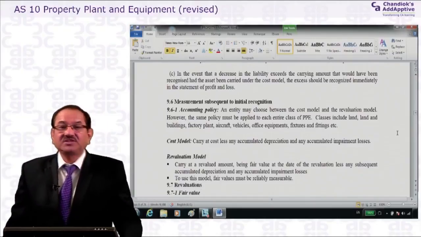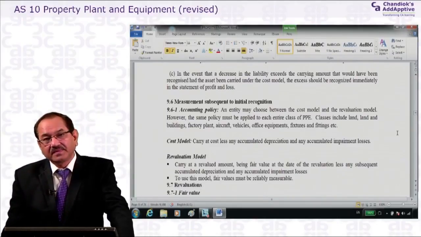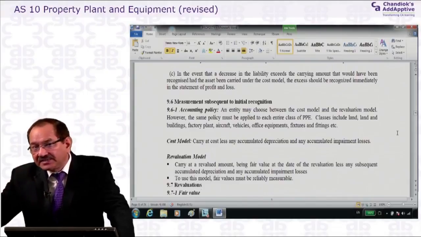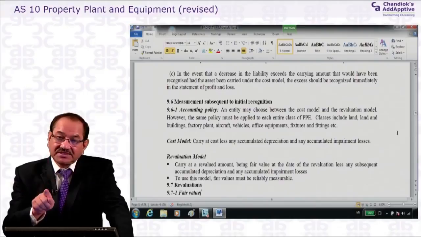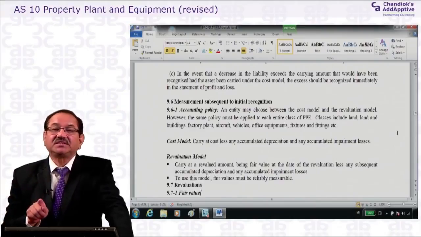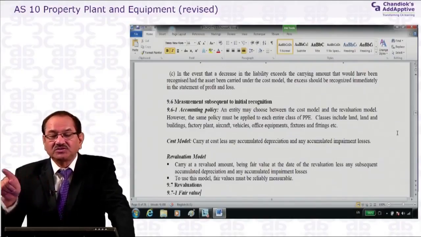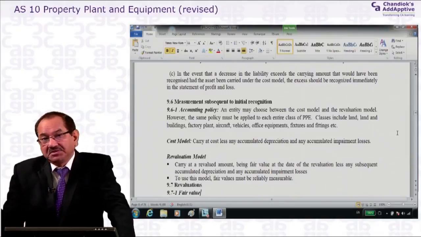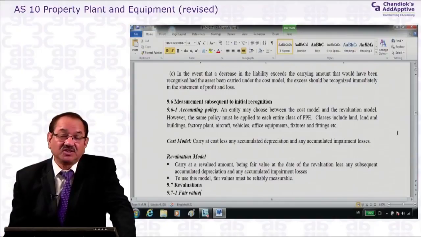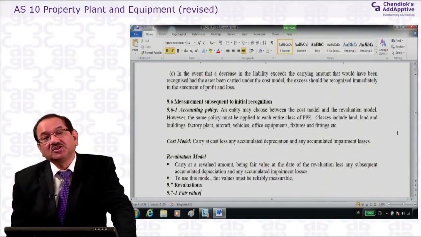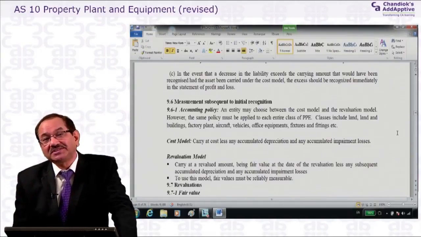If the cost model is followed, at what value will it be carried in the balance sheet? It will be carried at cost less depreciation, maybe 10%. You provide on 22 crores; the depreciation should maybe be 2.2, but some cost has been incurred in December. So suppose it comes to 2 crores. So 22 crores minus 2 crores depreciation.